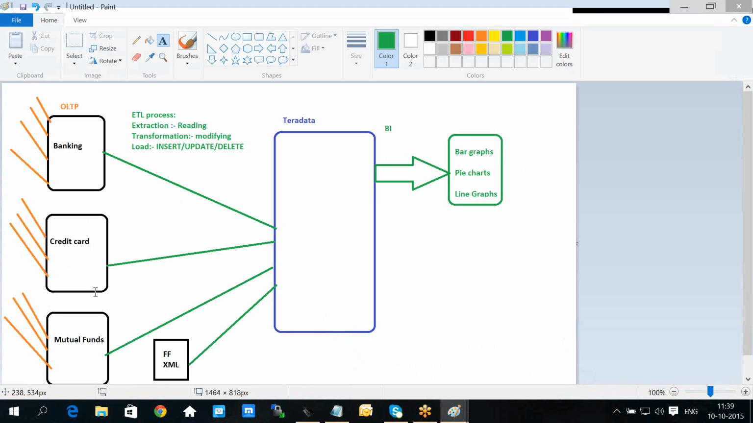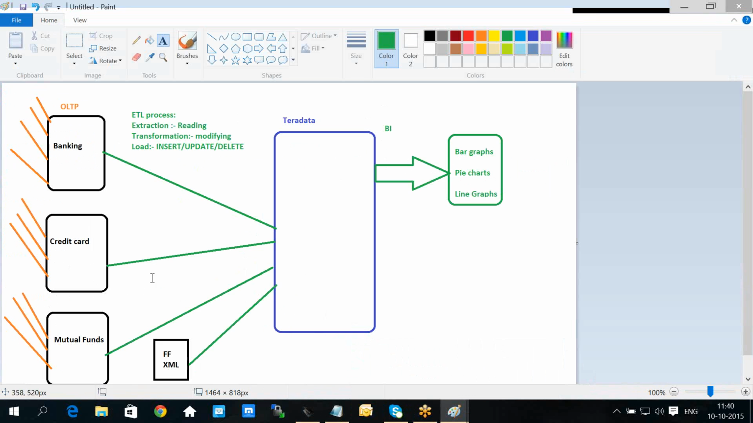Okay. Now, overall, what did we understand? BI is nothing but analyzing the data by integrating the data from your transactional systems. So that is called BI in nature.